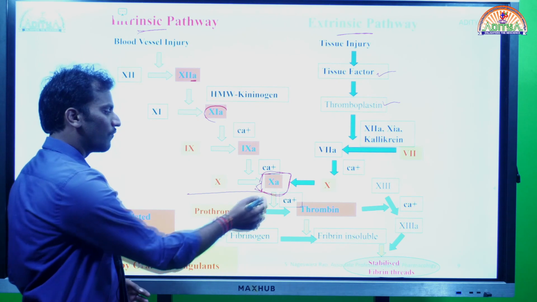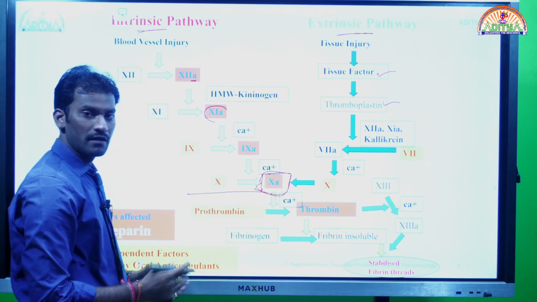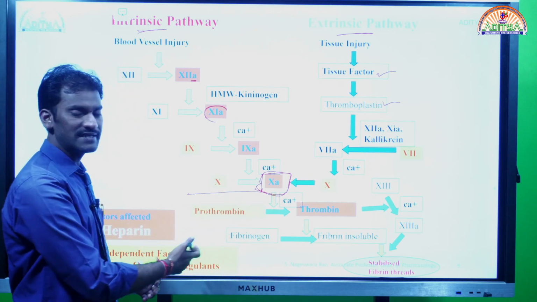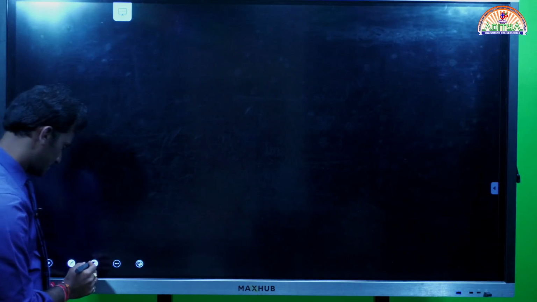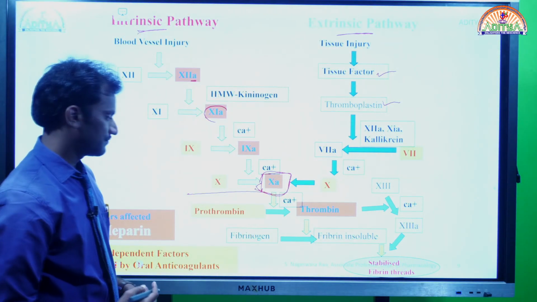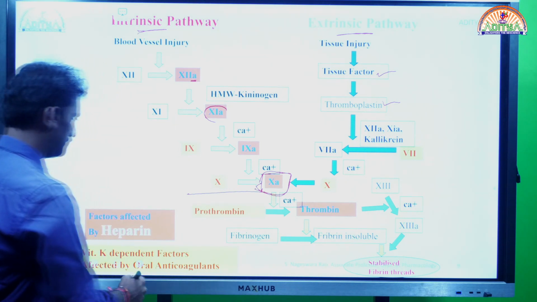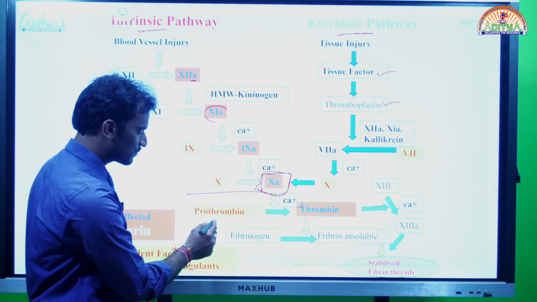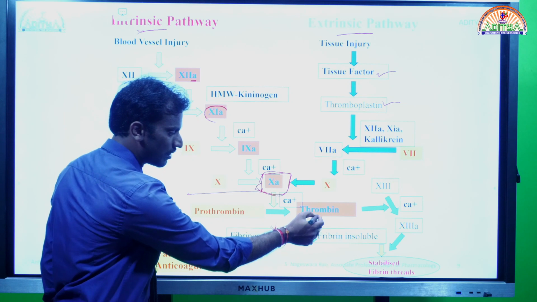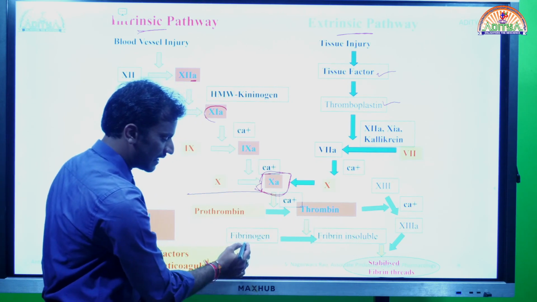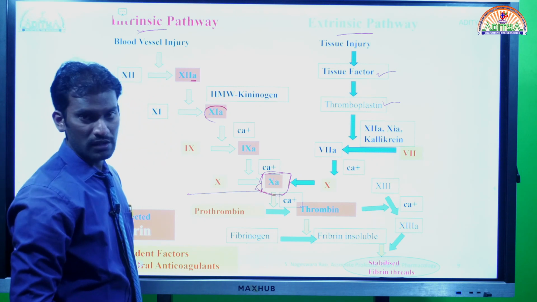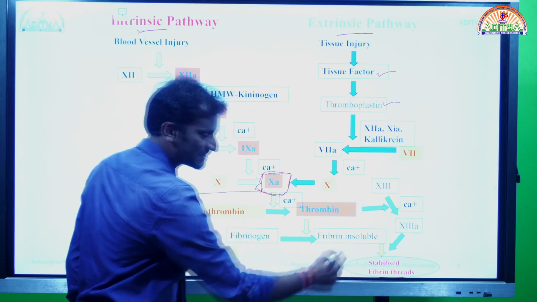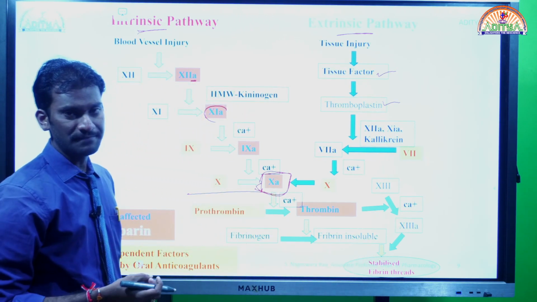Once factor 10A is obtained, both intrinsic and extrinsic pathways are common. This pathway we will call the common pathway. Next, 10A acts as a cofactor so that it converts prothrombin to thrombin. Again, thrombin acts as a cofactor for converting fibrinogen to insoluble fibrin. Finally, the insoluble fibrin molecules become stabilized. That we will call a blood clot.